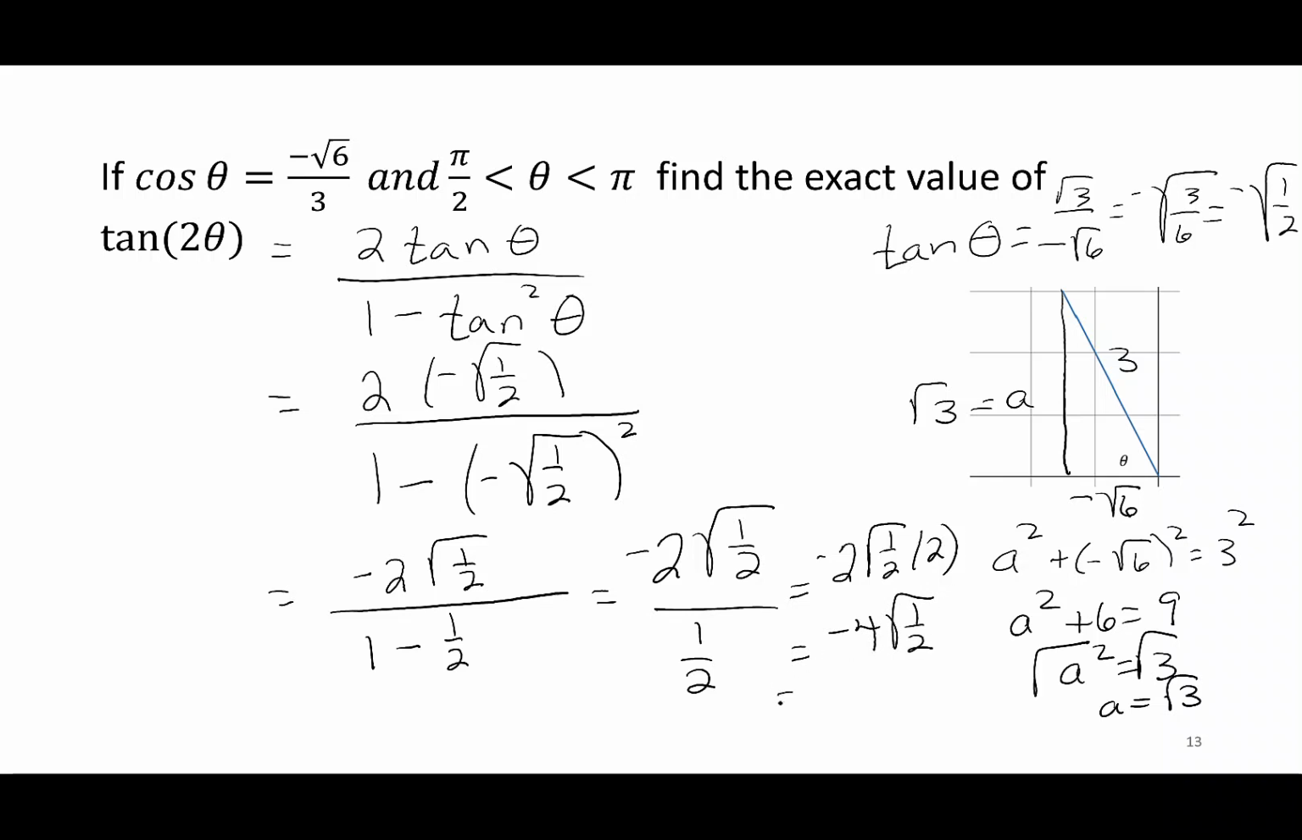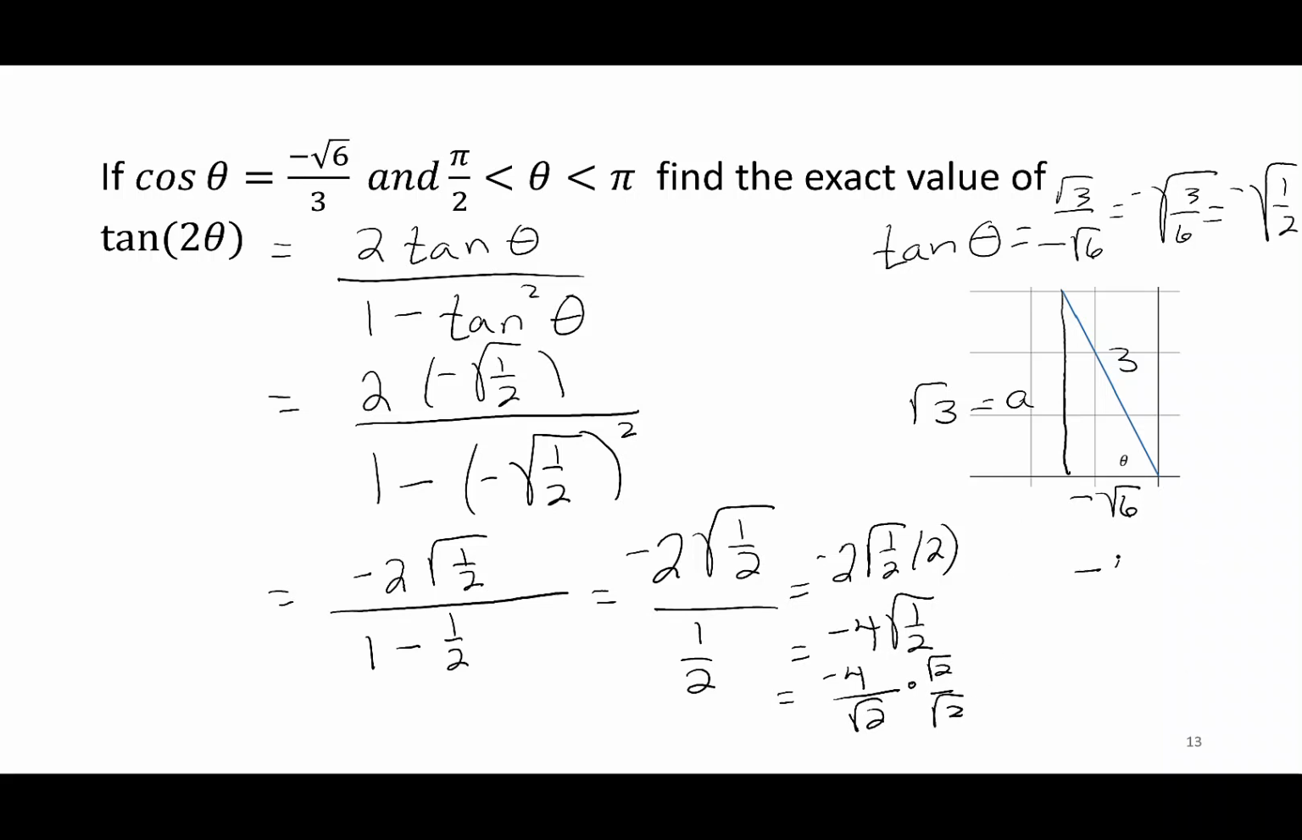Simplifying that a little bit further, I could try to rationalize the denominator. This means I have negative 4 over the square root of 2. I would multiply by the square root of 2 over the square root of 2, which gives me negative 4 square root of 2 over 2. I cancel the 2 into the 4. That leaves me with 2, so my final answer is negative 2 square root of 2.